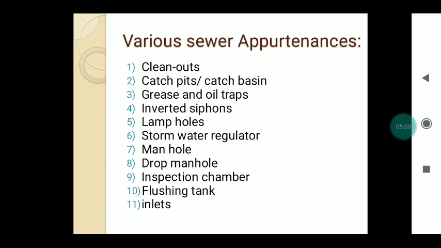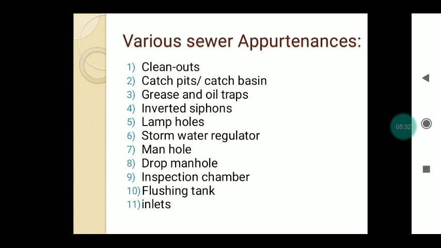So now we are going to discuss the sewer appurtenances one by one. There are a few sewer appurtenances. First one is clean outs. Second, catch pits or catch basins. Grease and oil trap. Inverted siphons, lamp holes, storm water regulator, manhole, drop manhole, inspection chamber, flushing tank, and some inlets are there.